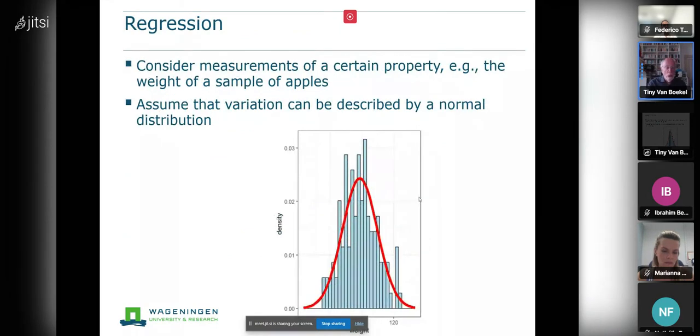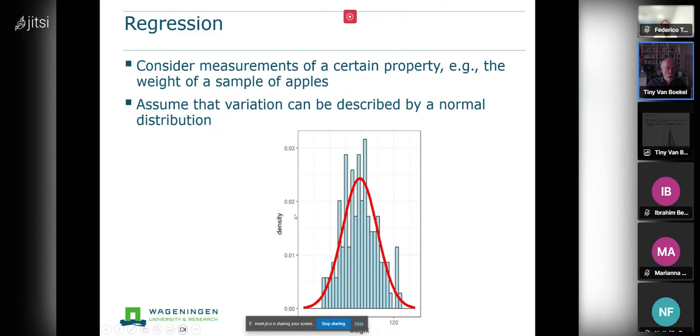Now, let's go back to our very simple example of apples, which we also showed yesterday. We have collected a sample of apples, we have measured their weight, and we now want to describe that variation. And let's assume for the moment that we can describe it by a normal distribution, which is the red curve here, which is, well, not in contrast to what we actually observe. So perhaps it is a reasonable assumption for this particular sample.